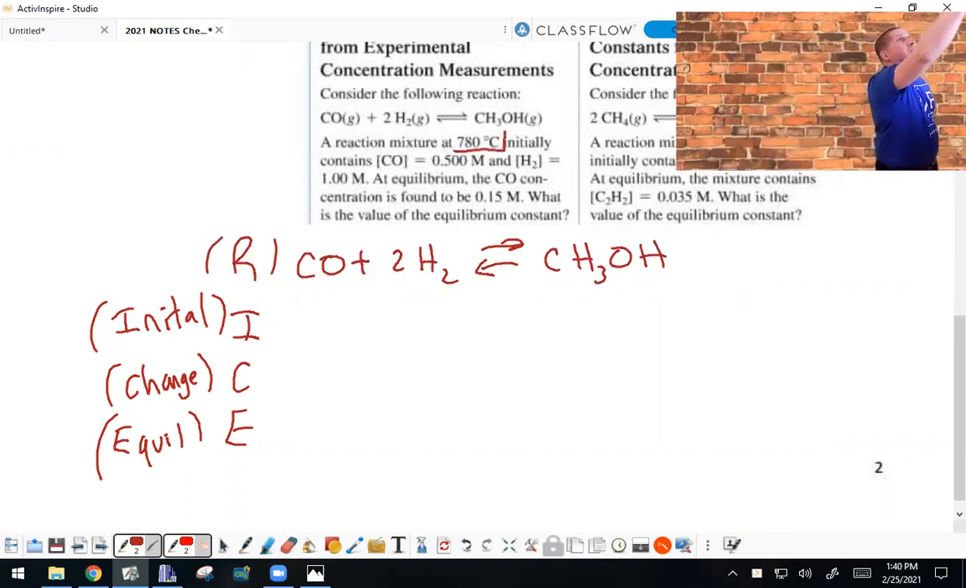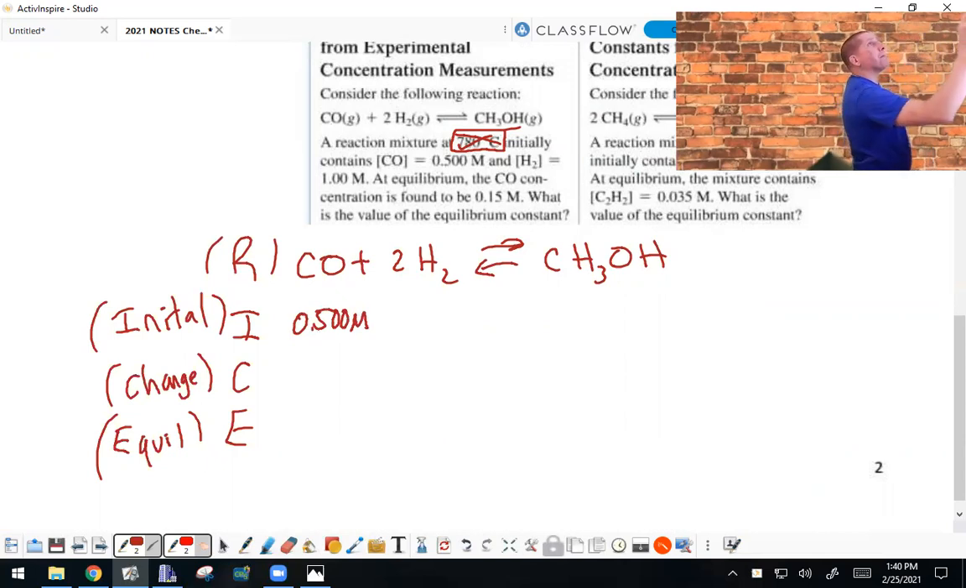All right, so they give you a temperature, as I said, but we don't need it yet, although the temperature is not changing. So this reaction mixture initially contains a molarity of 0.5. Remember, this has to be molarity. Brackets means molarity. And 1, and there's none of this to start with.